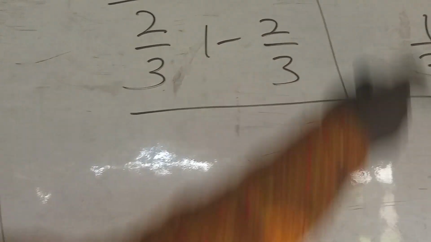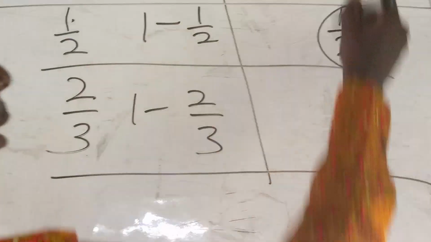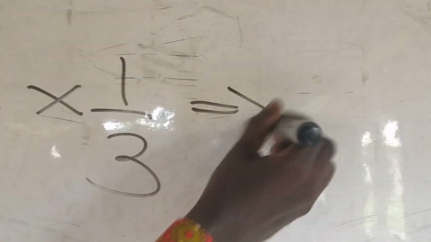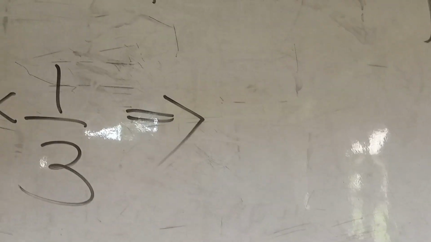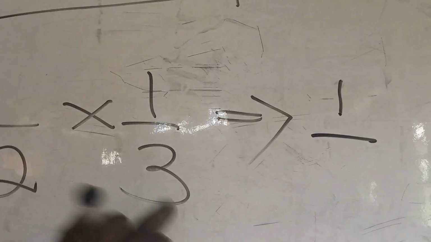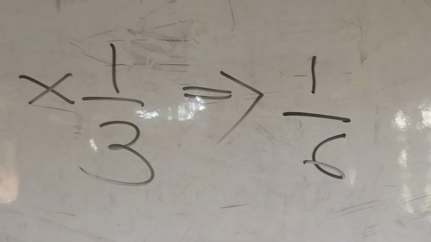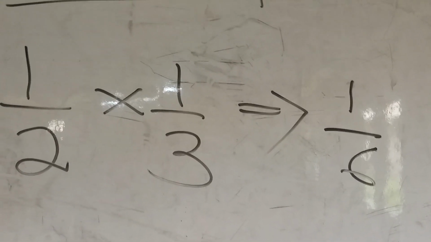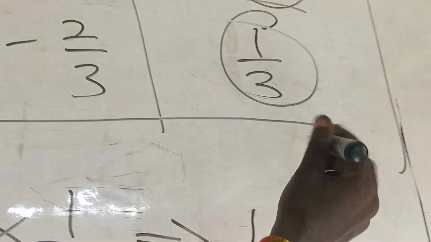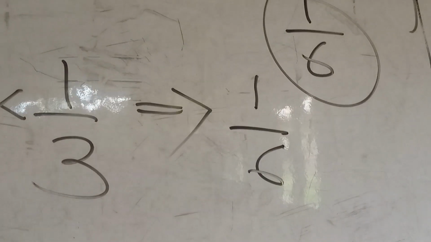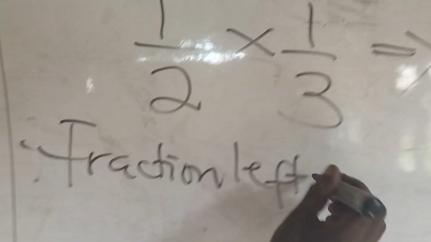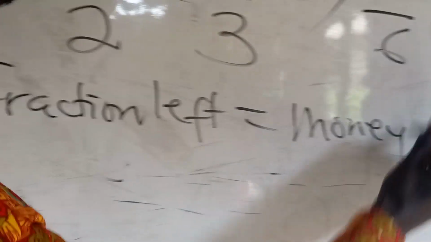So for us to solve this, you multiply these two fractions. It becomes half times 1 over 3. And for multiplication of fractions, you multiply the numerators and you multiply the denominators. So it becomes 1 over 2 times 3, which is 6. You see now we are having this 1 over 6. And this 1 over 6 is our fraction left. And I said fraction left is equal to money left.